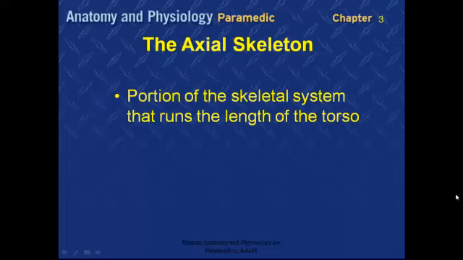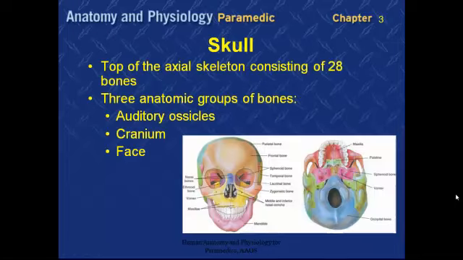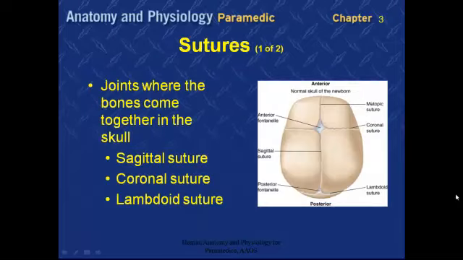The portion of the skeletal system that runs through the length of the torso is the axial. Including the skull, it's the top of the axial skeleton. It consists of 28 separate bones. There are 3 anatomical groups of bones: the auditory ossicles, the cranium, and the face. Remember that there are sutures in the skull where the joints come together. There's a sagittal suture, the coronal suture, and the lambdoid suture.